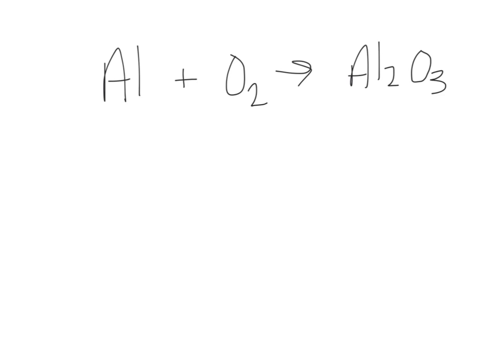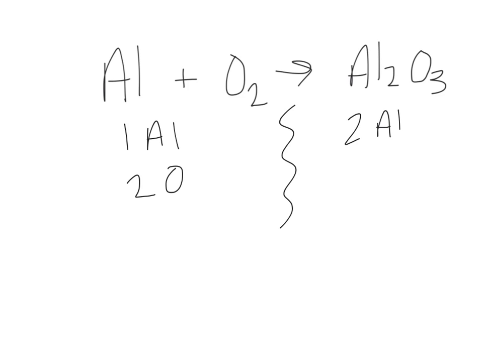Okay, for number 3, we have aluminum reacting with oxygen, and it looks like it's forming aluminum oxide. So, as always, let's start with our atom inventory. On the left side, we have 1 aluminum, and we have 2 oxygens. On the product side, we have 2 aluminum, and we have 3 oxygen. The first thing I'm going to mention to you, when you look at this, you might say right away, okay, I should probably put a 2 here. That way it will balance the aluminum.